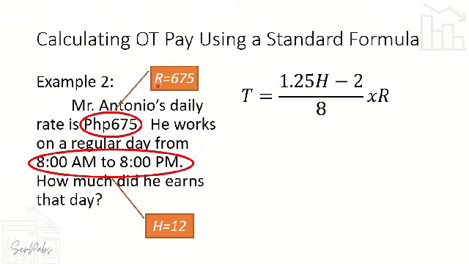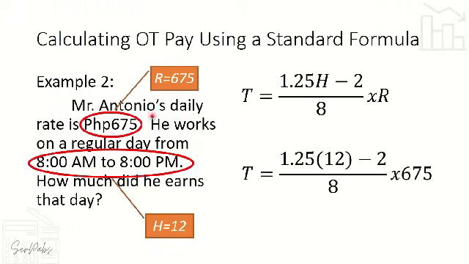So after having our data, we will substitute. Mag-substitute lang tayo. So copy T, copy 1.25, replace H with 12. Copy minus 2, copy 8. And then multiplied by, substitute natin yung 675 kay R. So, times 675. Then, apply lang tayo ng PEMDA. So, 1.25 times 12 minus 2 equal and then divided by 8. So, unahin natin yung ibabaw, tapos divide sa 8 and then times 675. Okay?